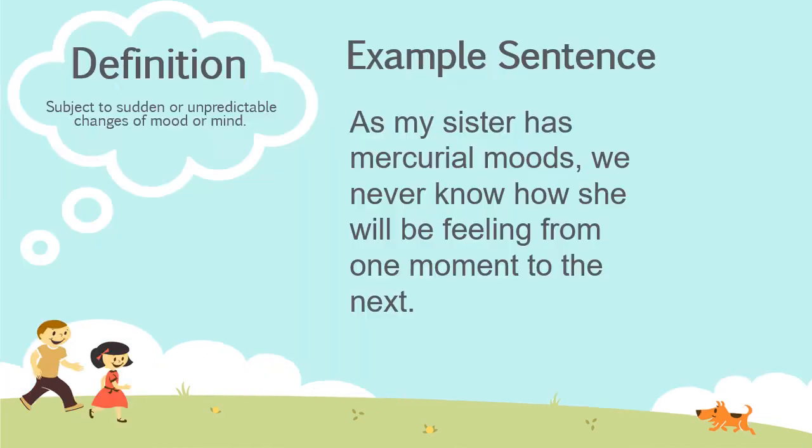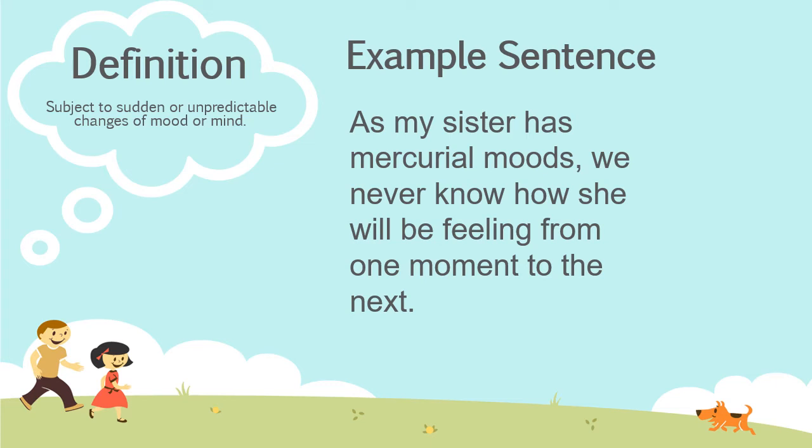Moving on to the definition. Definition: subject to sudden or unpredictable changes of mood or mind. Yes, that's what mercurial means. Okay, so we have an example sentence over here. How to use mercurial in a sentence.